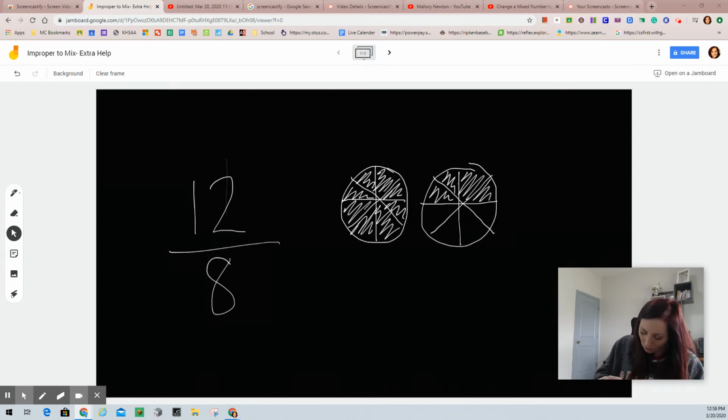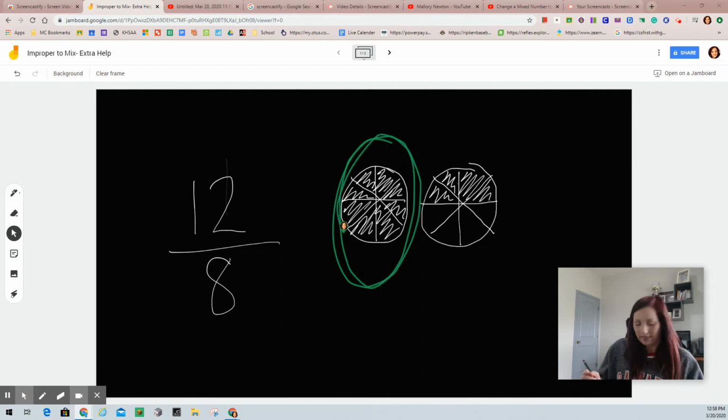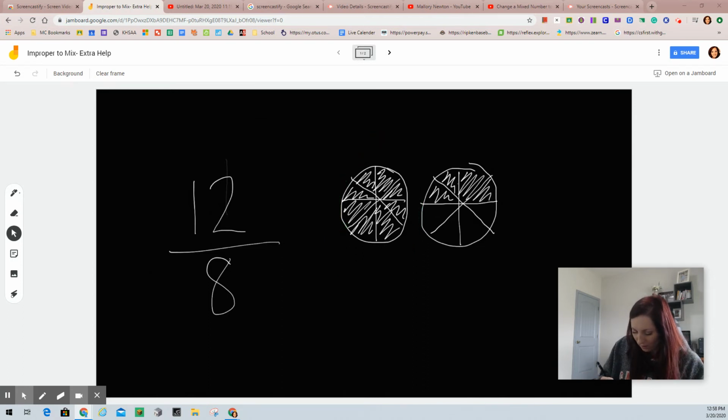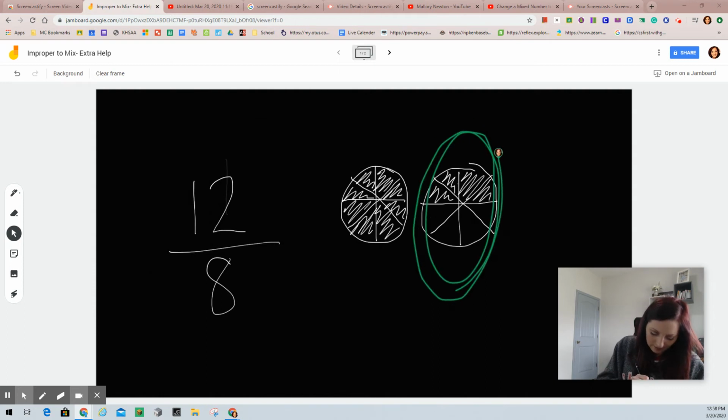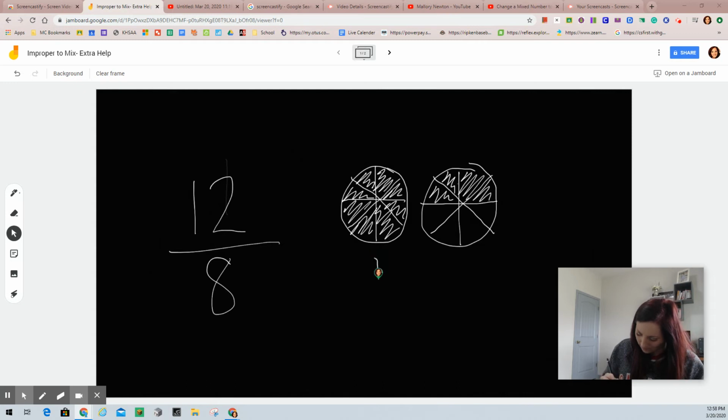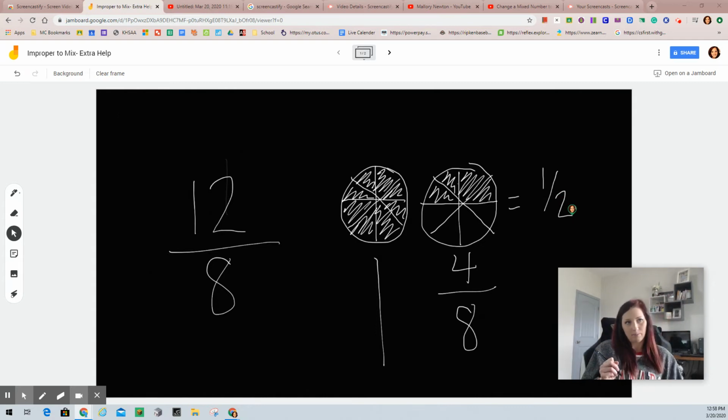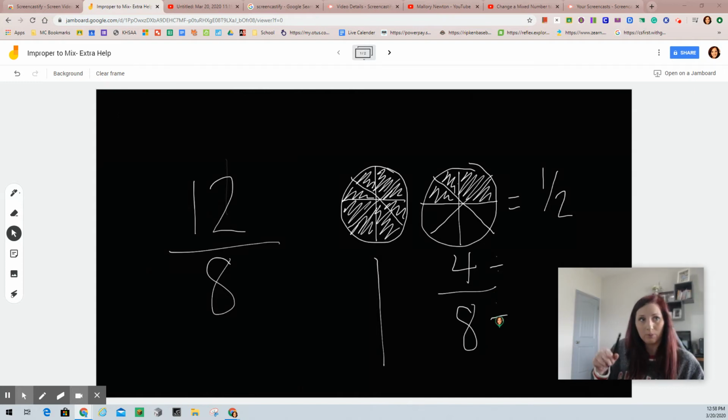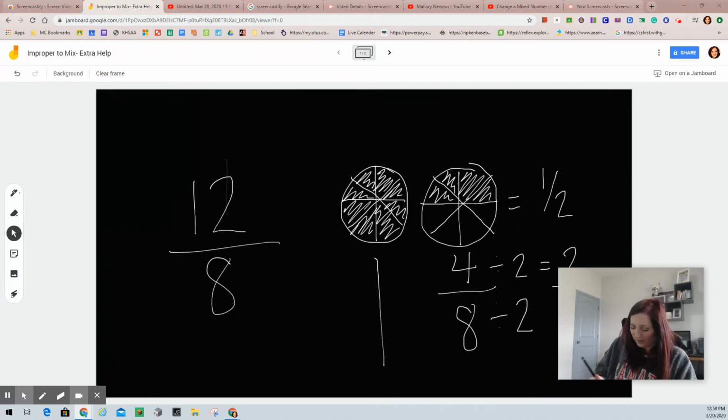I have one whole right here, and then I have 4 eighths over here. So that tells me that 12 eighths is the same thing as 1 and 4 eighths. And if you want to simplify 4 eighths, you can look at this and know that it is the same thing as 1/2. You can also simplify this fraction by dividing the same number into the numerator and the denominator. So I could divide it by 2. That'd be 2/4, or that could even be simplified more.